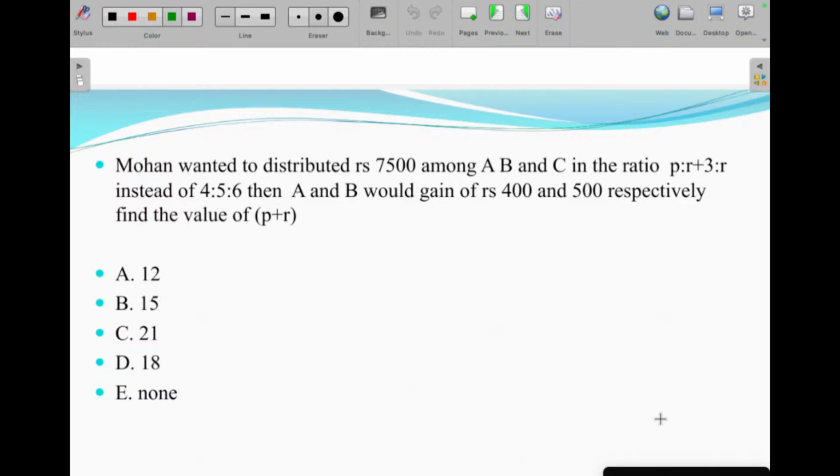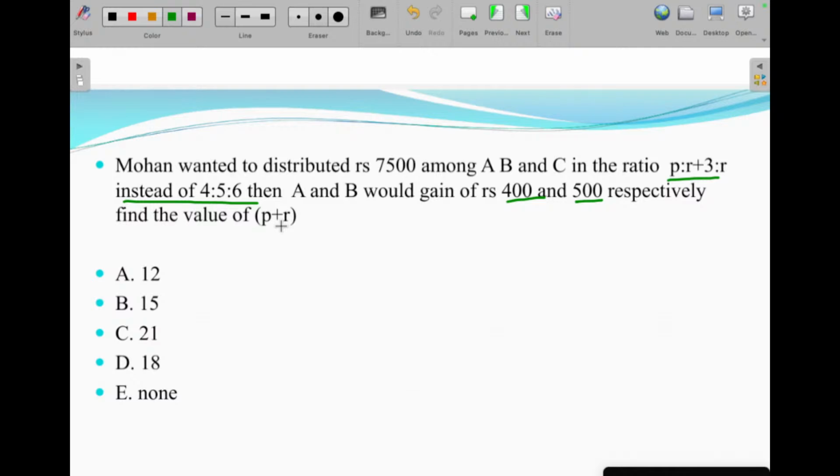Actually, originally you have to distribute it as 4, 5, 6. Finally he distributed P, R plus 3, R instead of 4, 5, 6, which means he actually wanted to distribute 4, 5, 6, but by mistake he distributed in the ratio P, R plus 3, R. That is the meaning of that. Think here, this part is very important. Then A and B would have gotten only 400 and 500 respectively. Find the value of P.